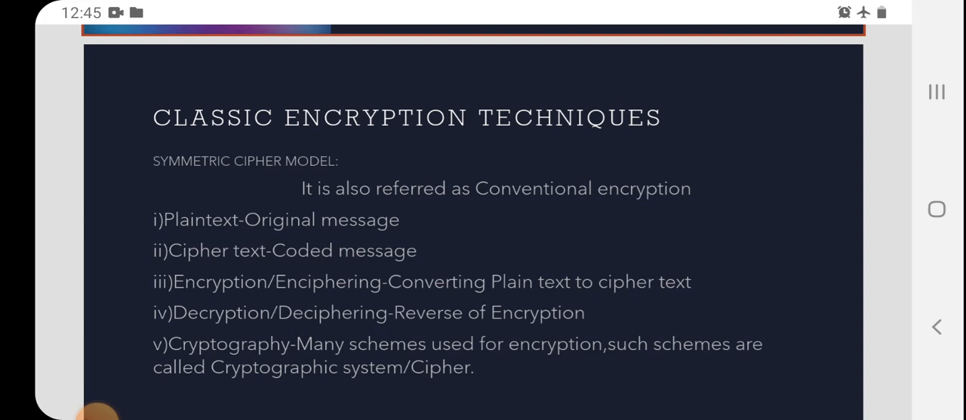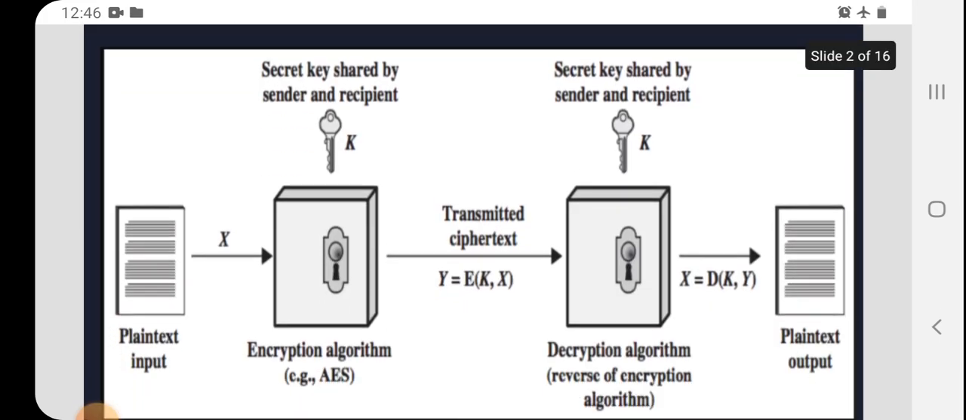Decryption is the reverse process of encryption. In cryptography, we use many schemes for encryption. Such schemes are called cryptography ciphers. So this is the block diagram, wherein you have a plain text. That plain text has to be converted by using an encryption algorithm.